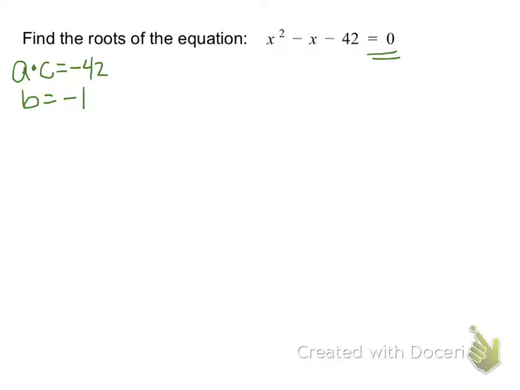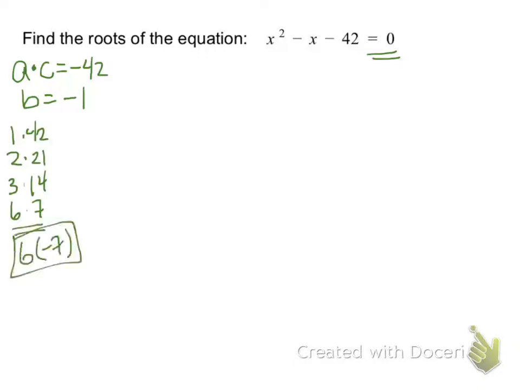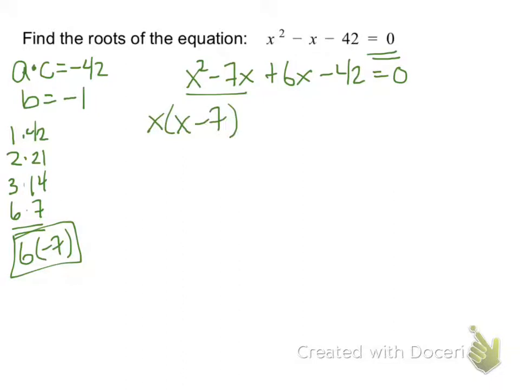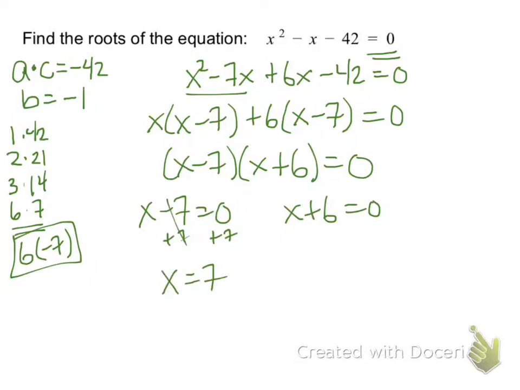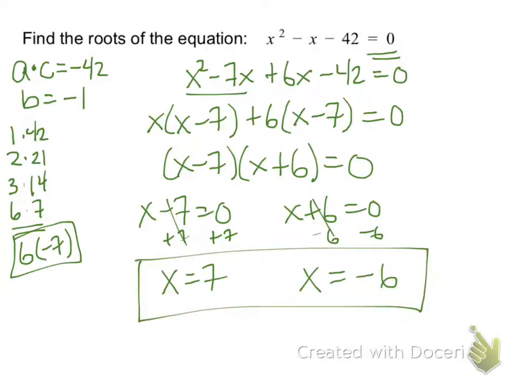So of course the a times c and the b, and when you list all of the factors, we determine that 6 times negative 7. So we're going to rewrite those, factoring the common factor of x out of the first, and then the 6 out of the second set. Don't forget that it's always equal to 0 in this section. We're solving an equation now. And so now we have our two factors of x minus 7 and x plus 6, and still equal to 0. So now we're going to take each of those factors and set them equal to 0. When we solve each of those equations, we're going to get that x equals 7 and x equals negative 6. And that's our solution.